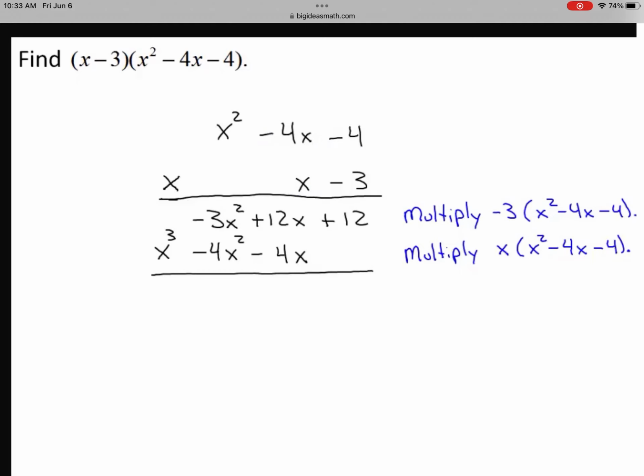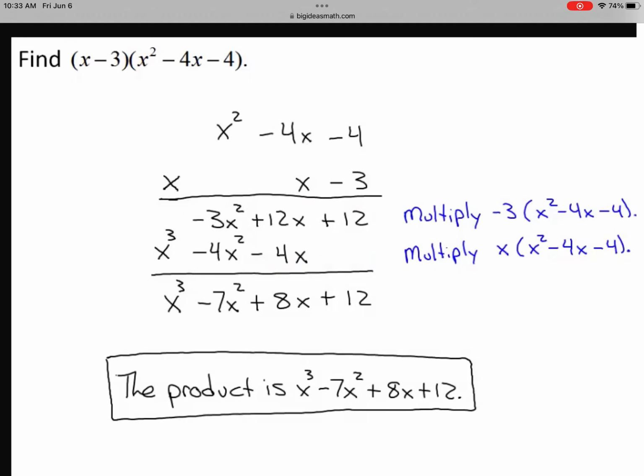Then combine the like terms. 0 plus x cubed equals x cubed. Negative 3x squared plus negative 4x squared equals negative 7x squared. 12x plus negative 4x equals 8x. And 12 plus 0 equals 12. So the product is x cubed minus 7x squared plus 8x plus 12.